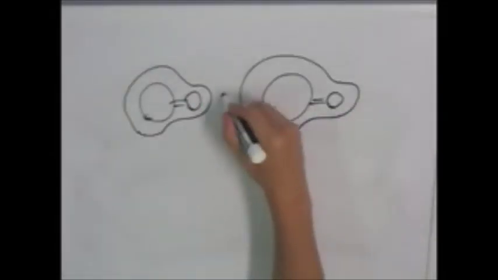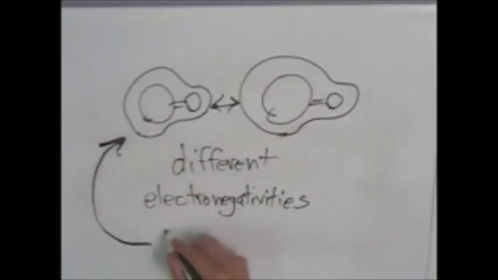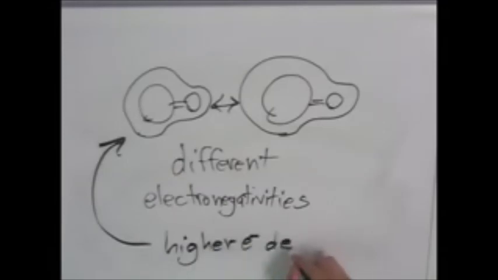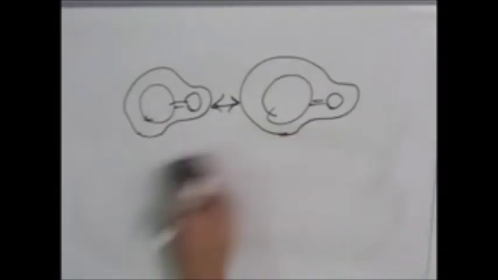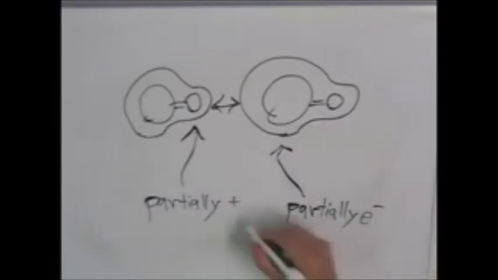Dipole-dipole interactions occur between polar molecules with different electronegativities. This means one of their atoms has a higher tendency of attracting a larger electron density. So a polar molecule's partially positive side attracts to the other's partially negative side.